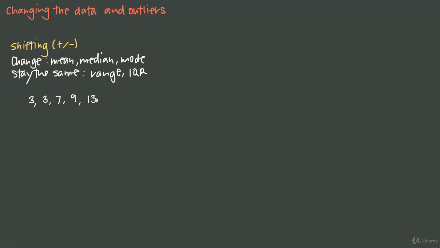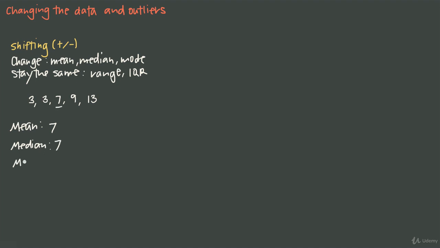So just a 5-point data set. We could calculate our mean, median, mode, range, and interquartile range for that data set. So, for example, the mean would be 3 plus 3 is 6, plus 7 is 13, plus 9 is 22, plus 13 is 35, and we have 5 total data points, so 35 divided by 5 is a mean of 7. The median, we can see our data is already listed in ascending order from smallest to largest, so we can see that the middle number is 7, the median will be 7.